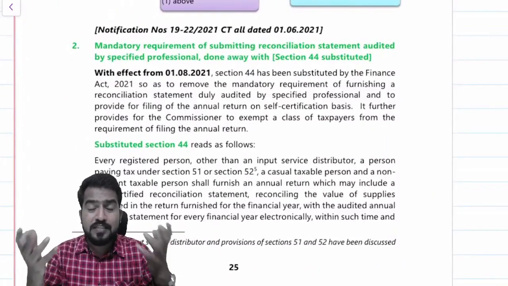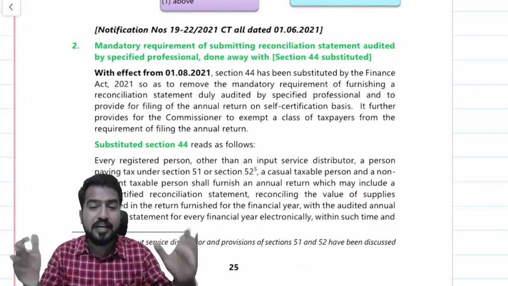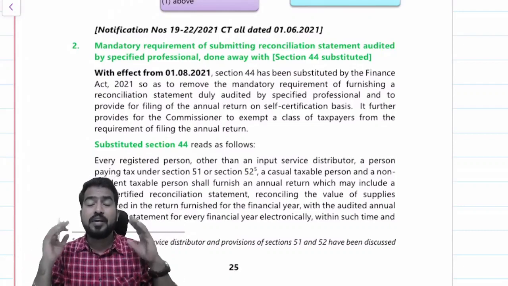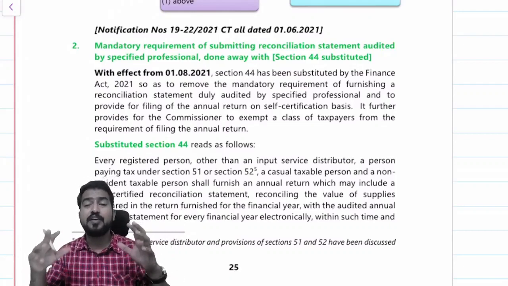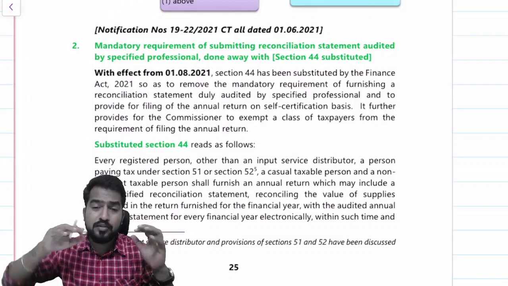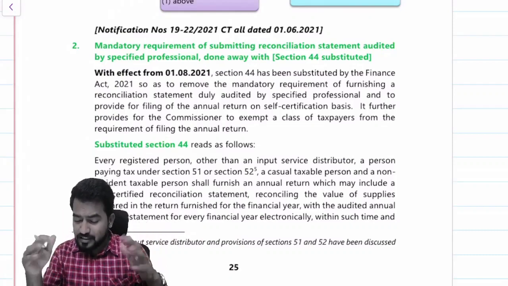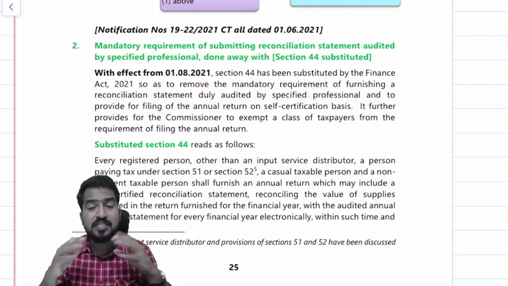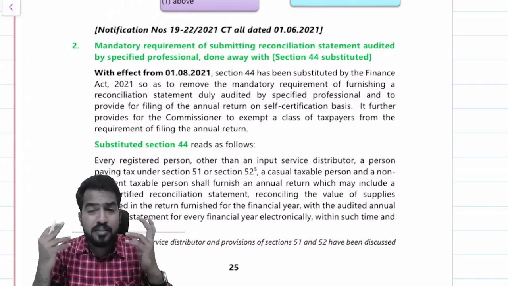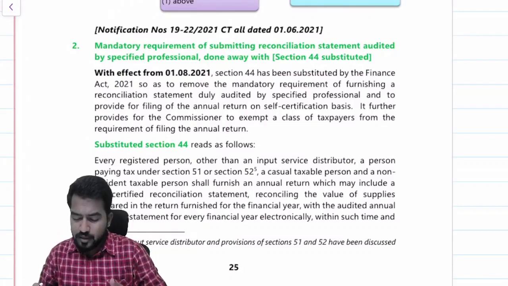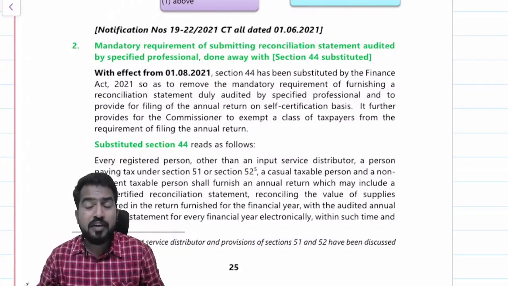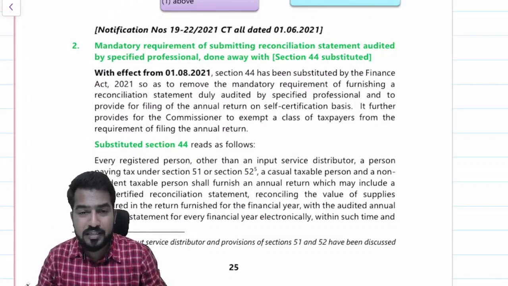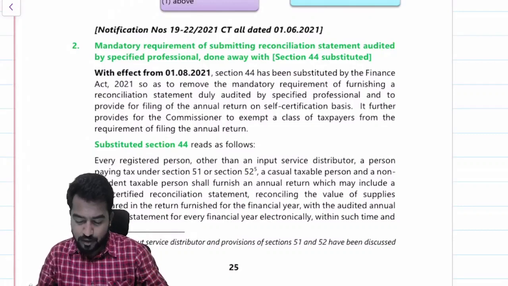The filing of GSTR 9C has been done away with now, where there was a requirement that the reconciliation statement shall be certified by a chartered accountant in practice or a cost accountant in practice. That has now been done away with. There is no such requirement that GSTR 9C shall be certified by a practicing CA or CWA, and that amendment has been given effect from 1/8/2021. So it is not the latest amendment, nothing to worry. You can just ignore it, my dear.